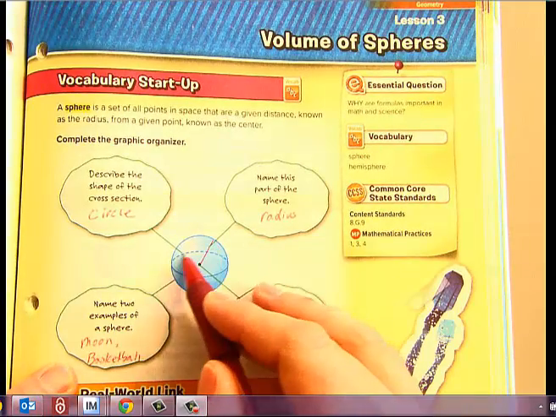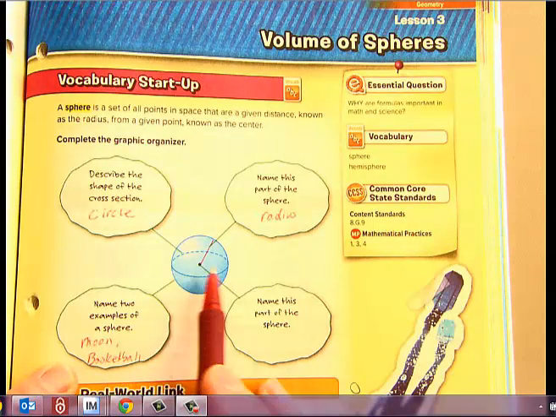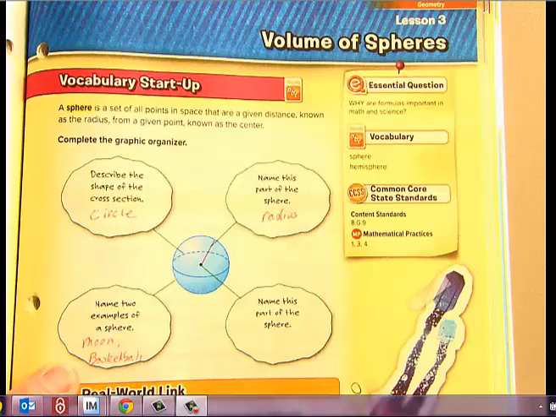Okay, the cross section here makes a circle. It says name this part of the sphere. The exact middle we just call the center.